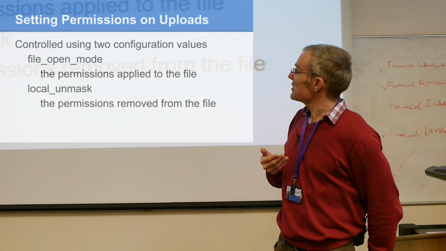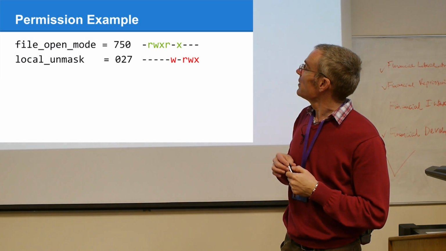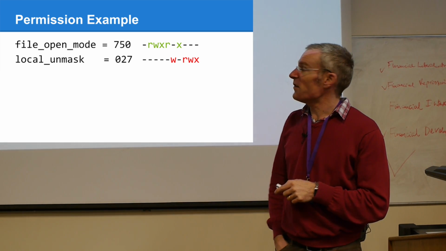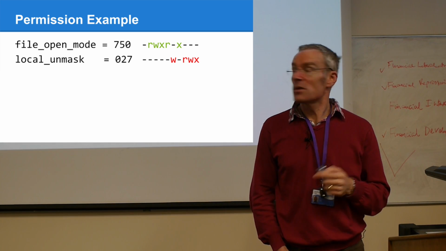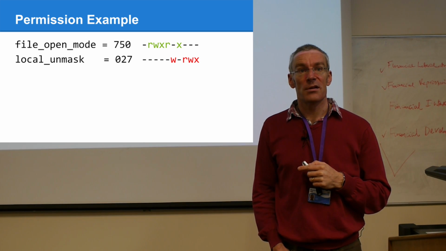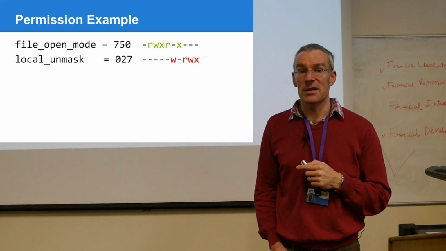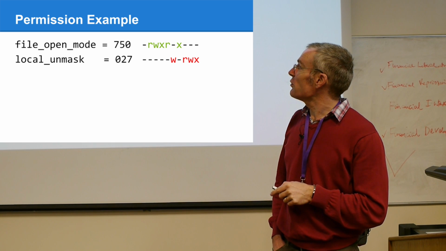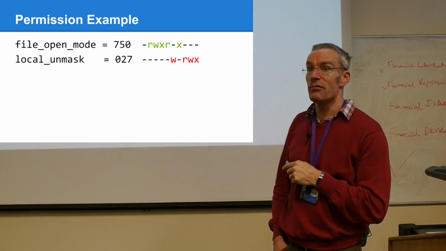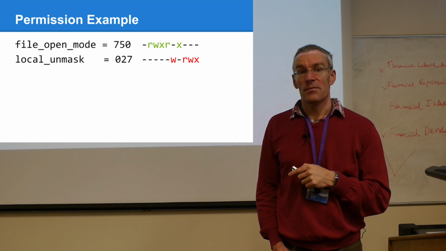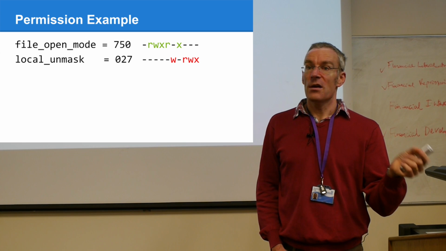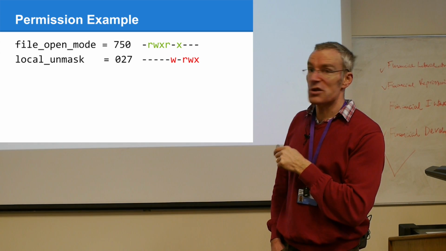Do I have an example of this? There you are, look. So permission example: if I set the file open mode to 750, it will add those flags to the permissions, the 750 flags. That makes sense? If I set local umask to 027, if those flags are set, it'll remove them. So if I drag a file onto the server which everyone has full permissions, it will basically remove permissions from everybody else.